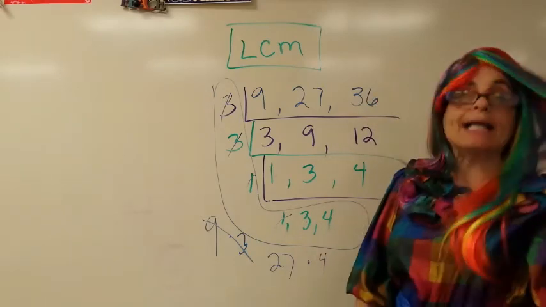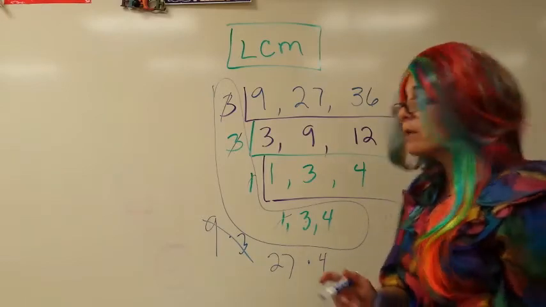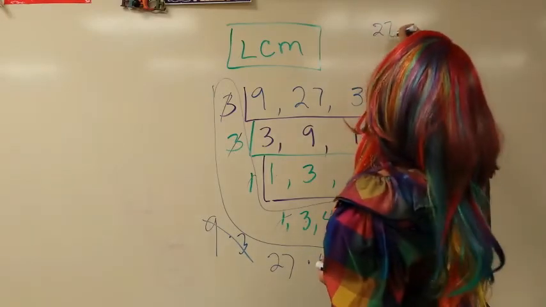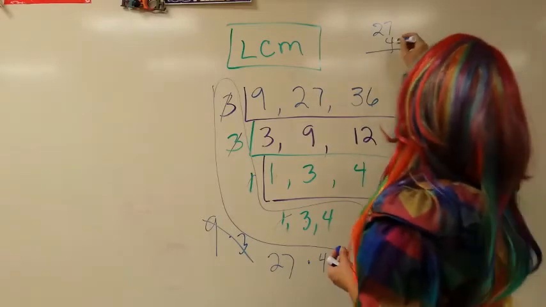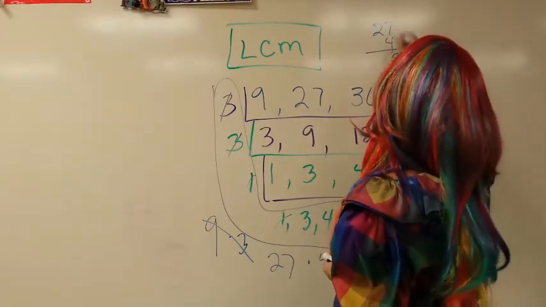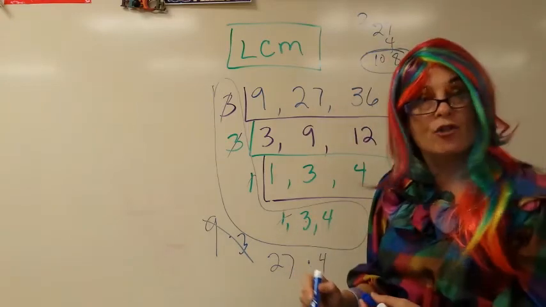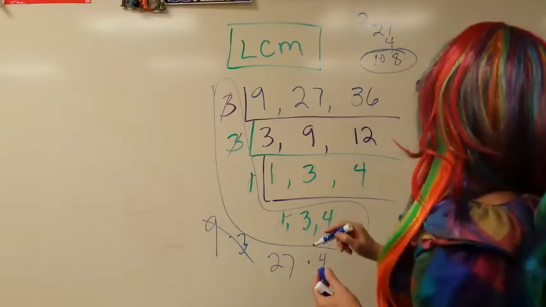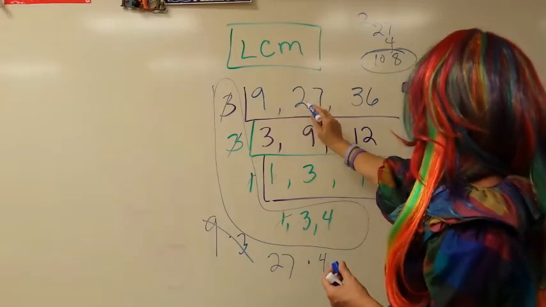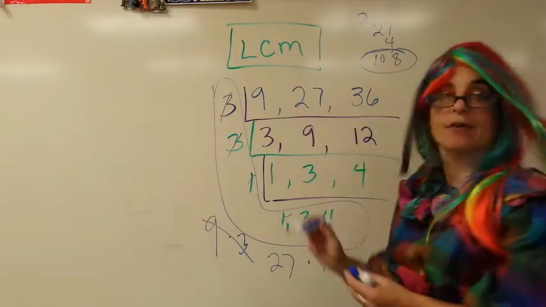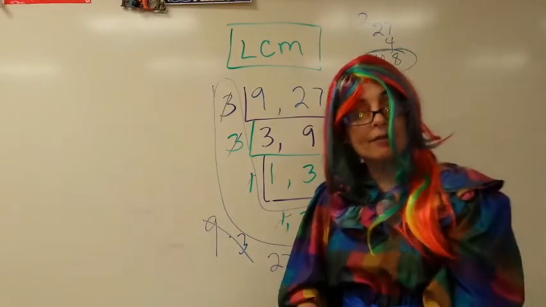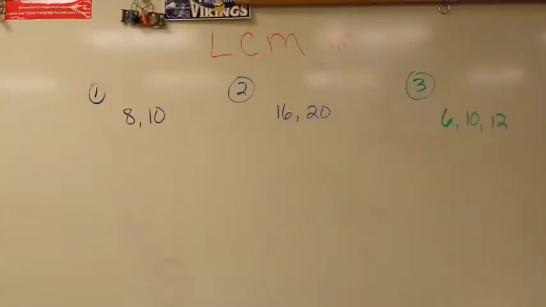Now you can go ahead and put this onto your calculator if you would like, or you could do it quickly in the margin. 27 times 4, 4 times 7 is 28. And our answer is 108. So the least common multiple of 9, 27, and 36 is 108. Isn't that fabulous?